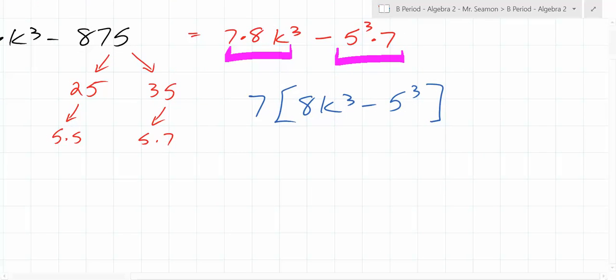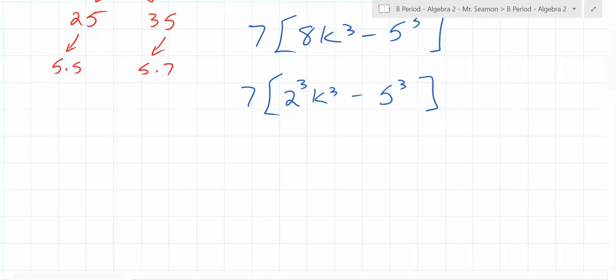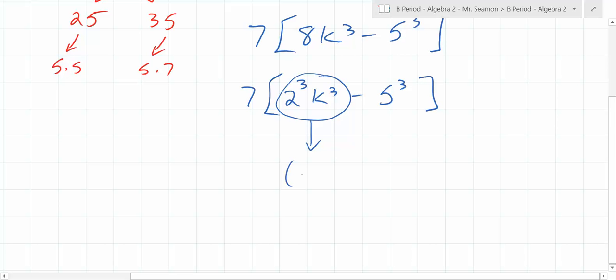So this one, we're not done yet. What's another way you can write 8? 2 to what power is 8? 2 to the third, k to the third, minus 5 to the third. Okay, is there another way we can rewrite 2 to the third times k to the third? That's the same thing as 2k to the what power? To the third.